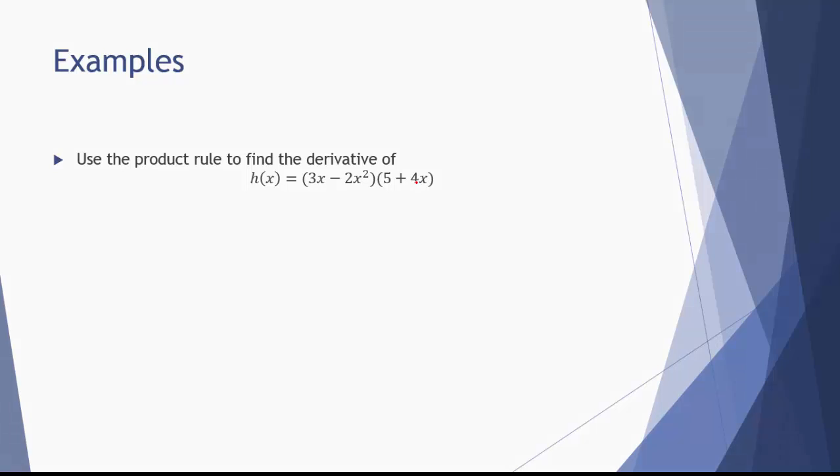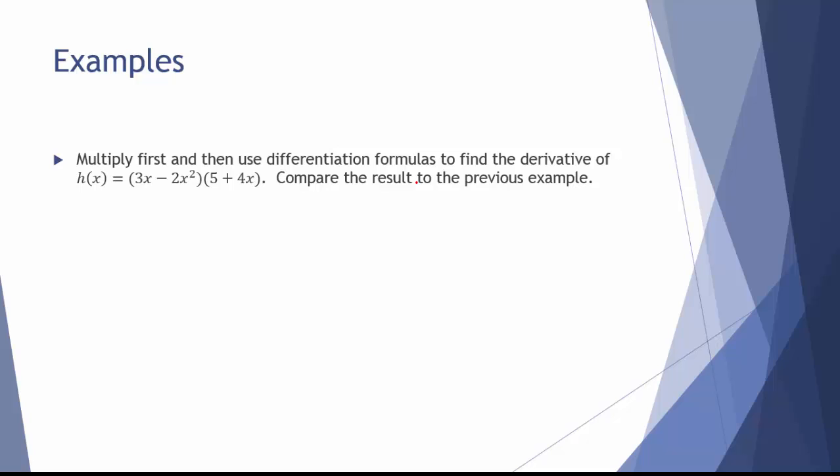Now what we want to do in the next example is take the same function. This is still h of x equals 3x minus 2x squared times 5 plus 4x. We're going to multiply this first. This is a function that can be first simplified by distributing or foiling. So we're going to actually do that first and then use the differentiation formulas that we learned before the product rule to find the derivative and compare the results. So if I simplify first, so this is h of x, this is not yet the derivative.